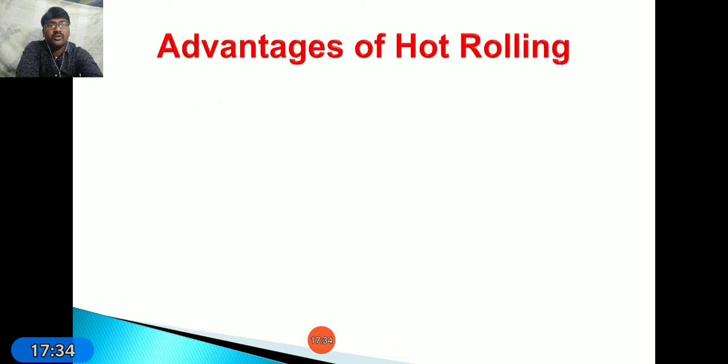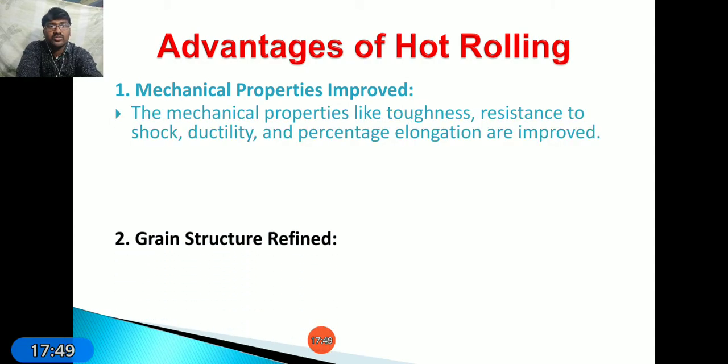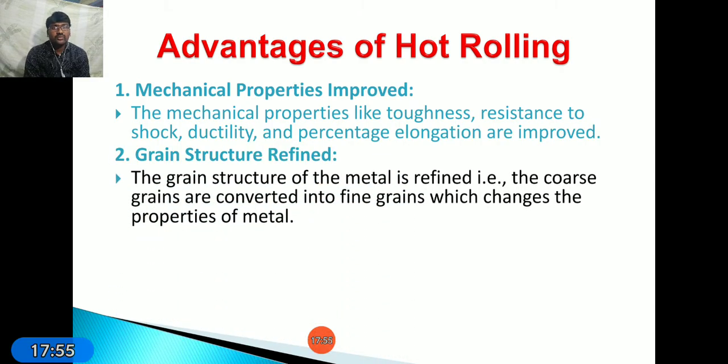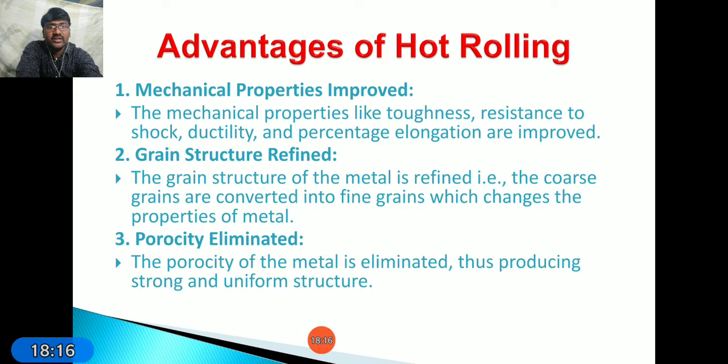Next, coming to the advantages of hot rolling, that is, mechanical properties are improved. The mechanical properties like toughness, resistance to shock, ductility, and percentage of elongation are improved due to the hot rolling process. Next, grain structure refined. The grain structure will be improved. Therefore, the coarse grains are converted into fine grains, that is, small size. The size of the grains will be reduced. Next, porosity will be eliminated. During the making of steel, some porosity occurs in the steel, which can be improved by using the hot rolling process.